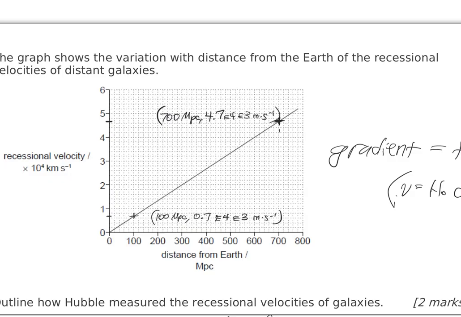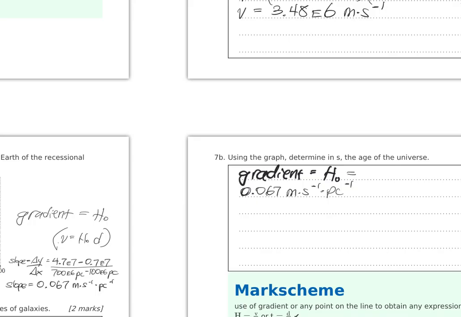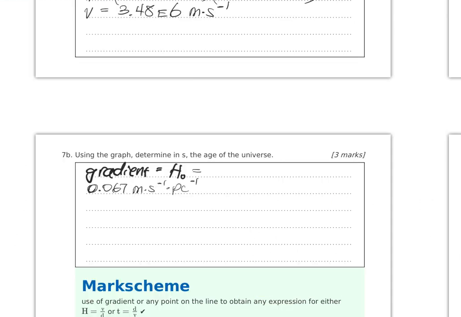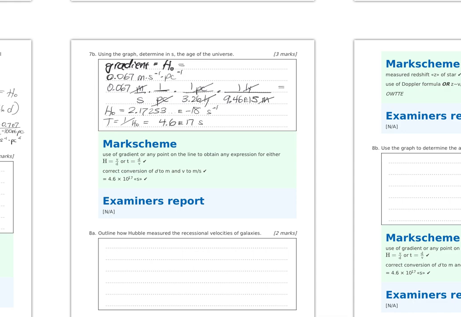Let's find the gradient. Those are my 2 points, using the 2-point slope. When we work out the slope of this line, we get 0.067 meters per second per parsec. Now we want to know the age of the universe in seconds, so we're going to have to convert parsecs to meters to cancel the meters. So we're going to get to 1/seconds. Once we have that Hubble constant in seconds to the -1, then 1 over that is the age of the universe, 4.6 times 10 to the 17 seconds. And that was number 7.